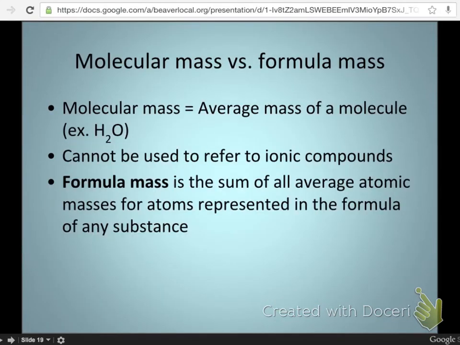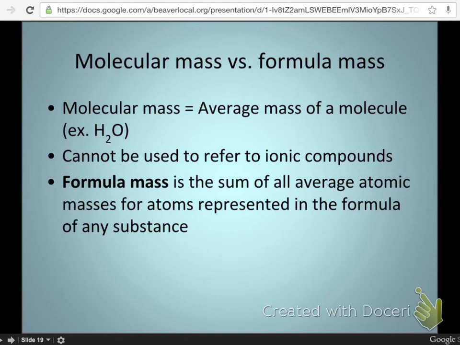Oh, this is the distinction I want to make real quickly. Molecular mass versus formula mass. Molecular mass is only molecular mass if there are molecules. If there are no molecules, you can't have molecular mass. If I asked you for the molecular mass of sodium chloride, you could say, well, it doesn't have a molecular mass. There are no molecules.